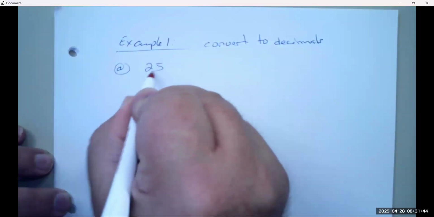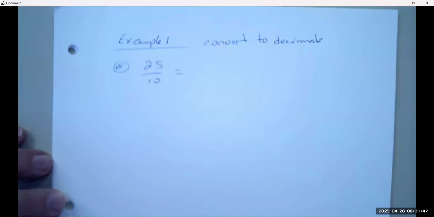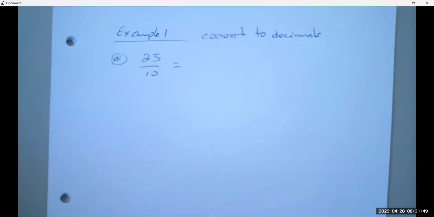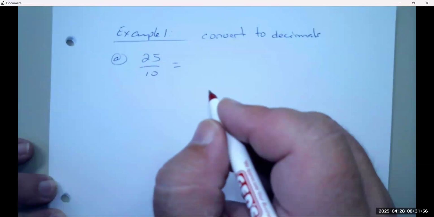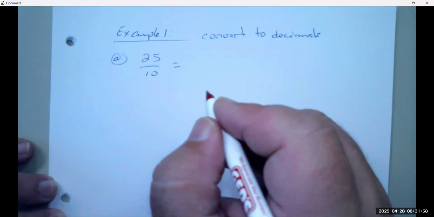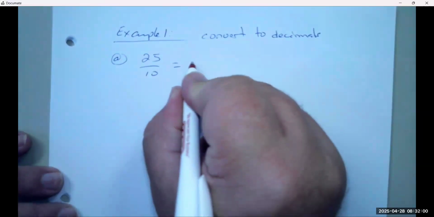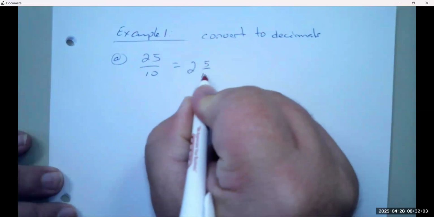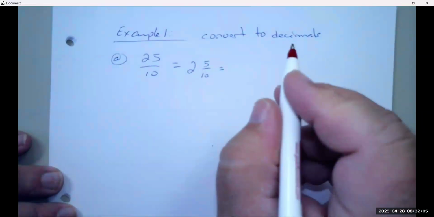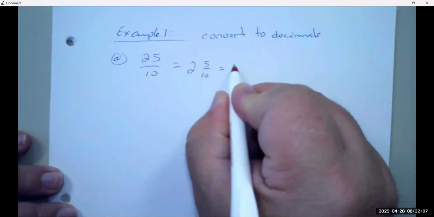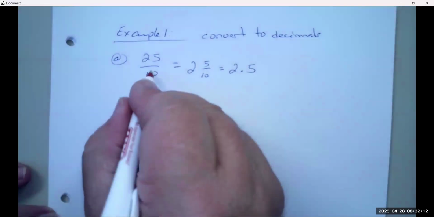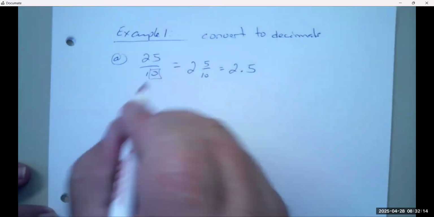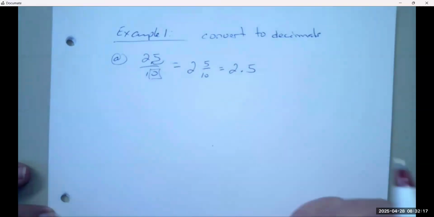So we have 25 over 10. What's that going to be? 2.5. Why? Because the 20 needs to go into 10 twice, while being 5 over 10, which is half. Which is 2.5. Or remember, as I said, since there's a 0 on the bottom, you move the decimal 1 to the left.